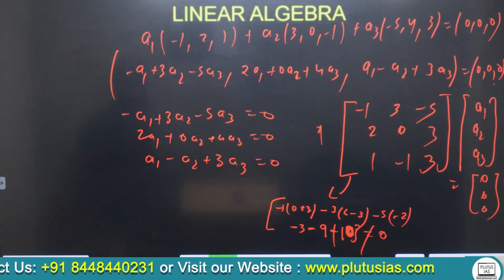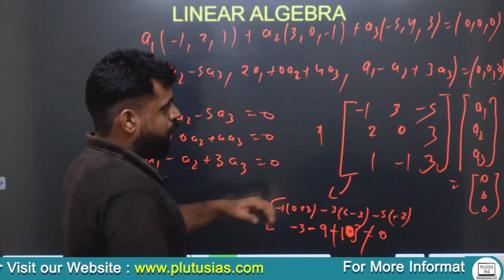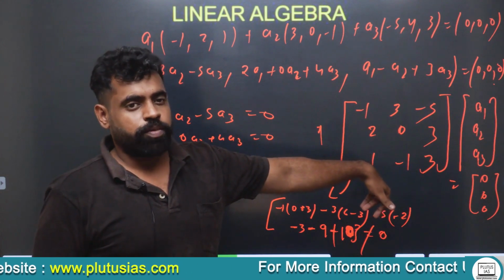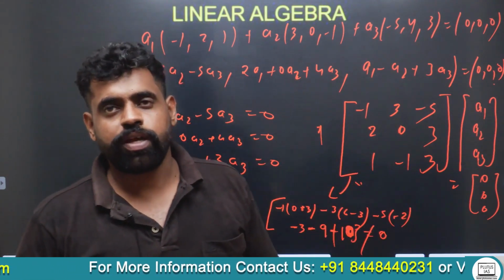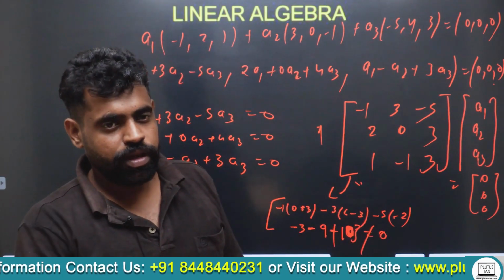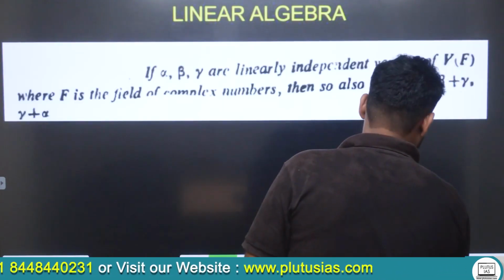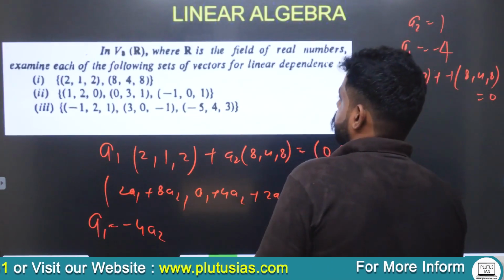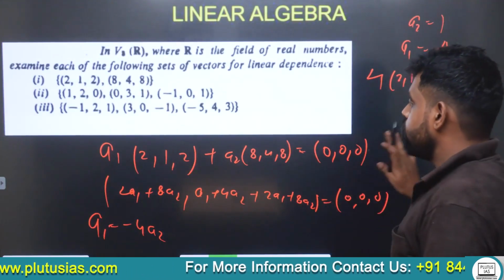Independent. Okay. See, there's another method. You find the determinant of this, and if you get the determinant to be 0. Okay. Suppose, what was the question? What was the first question?